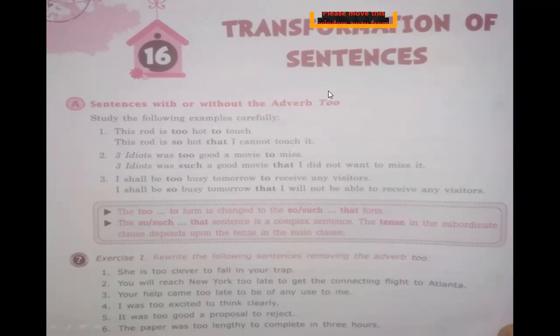Like this, we need to do the next also. I shall be too busy tomorrow to receive any visitors. So, like this, children, we need to practice. See this. This will be changed. I shall be so busy tomorrow that I will not be able to receive any visitors. So see, the to form is changed to the so that or such that form.